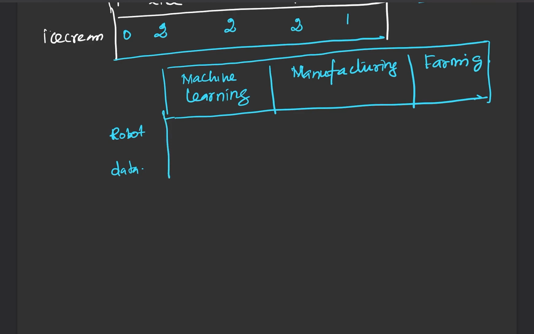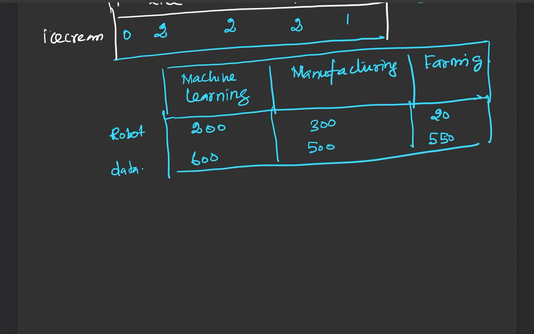We will see the frequency of these two words in the first document. Let us see, the robot appeared maybe 200 times and the data appeared 600 times in this document. And the robot appeared maybe 300 times in the document manufacturing and data 500 times, and the robot appeared 20 times in the document farming and data appeared 550 times.